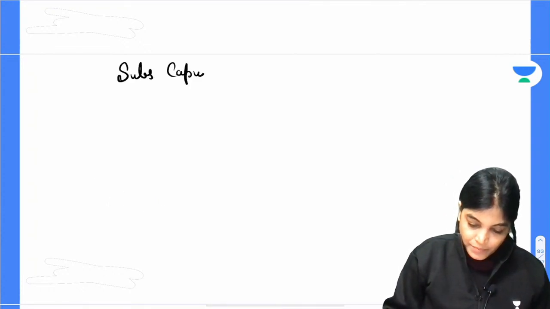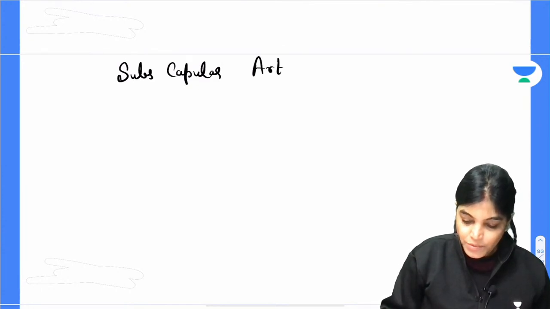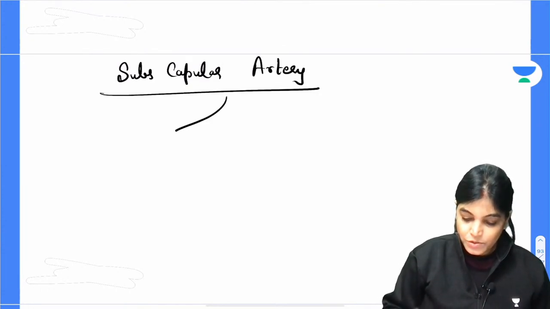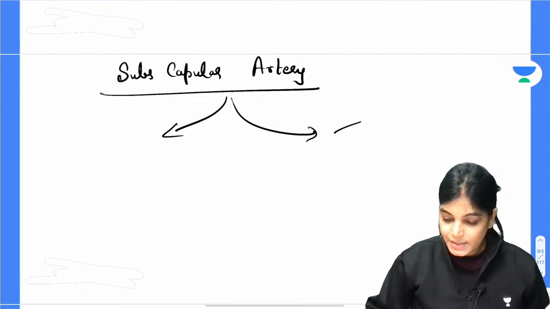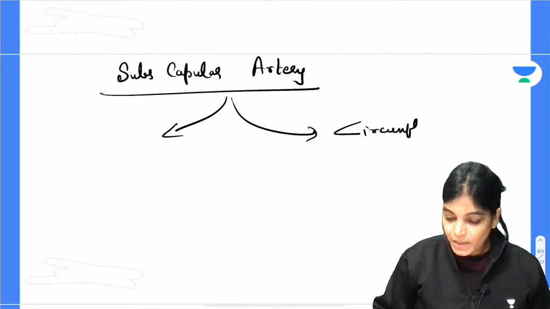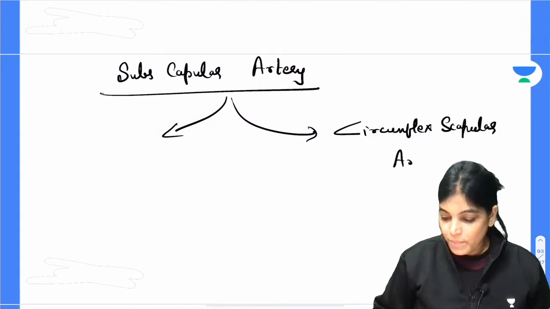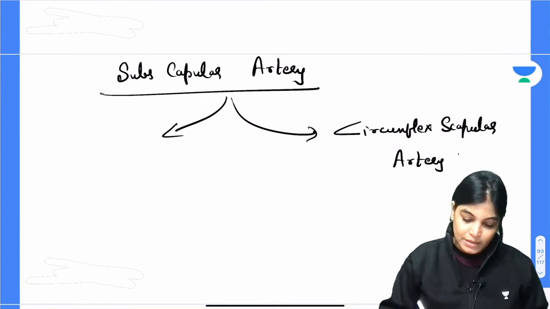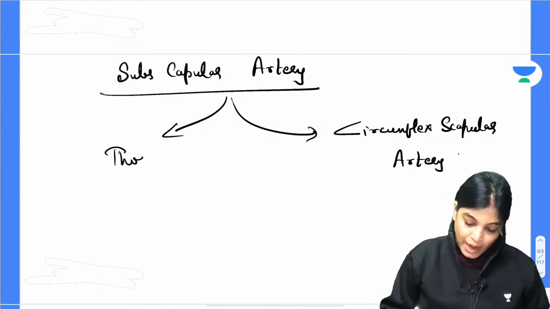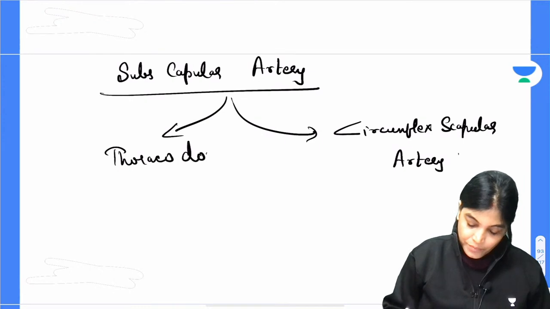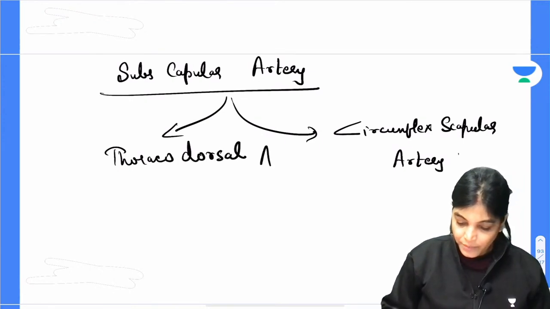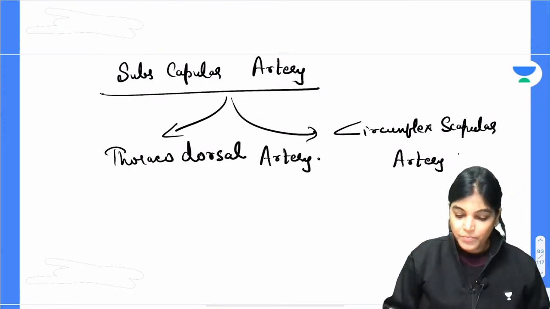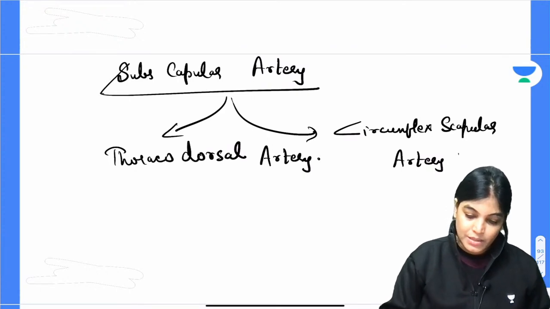Subscapular artery, which is a branch from the third part of axillary artery, gives two important branches. One is circumflex scapular artery, which will pass through the upper triangular space of the scapula, and the other is thoracodorsal artery. So these are two branches from the subscapular artery.